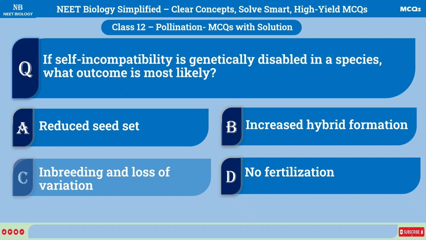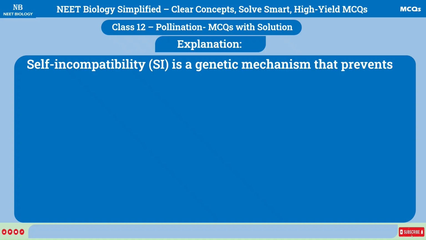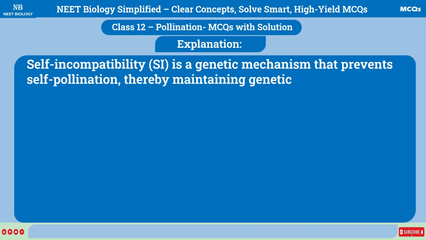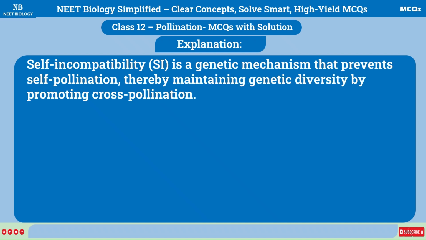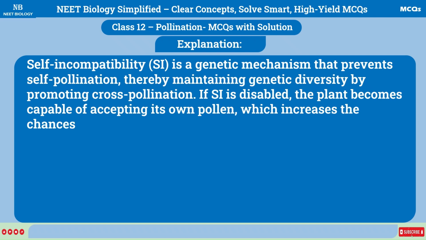Correct answer is C. Inbreeding and loss of variation. Explanation. Self-incompatibility, C, is a genetic mechanism that prevents self-pollination, thereby maintaining genetic diversity by promoting cross-pollination. If C is disabled, the plant becomes capable of accepting its own pollen, which increases the chances of inbreeding.